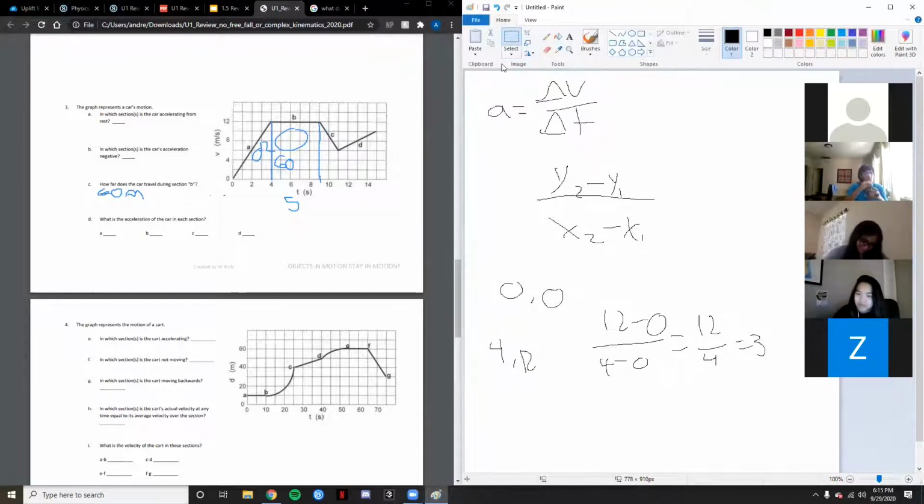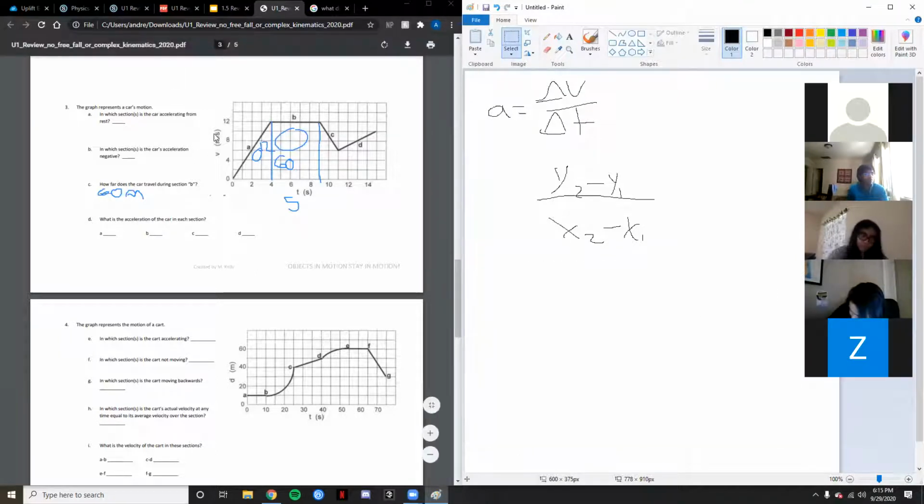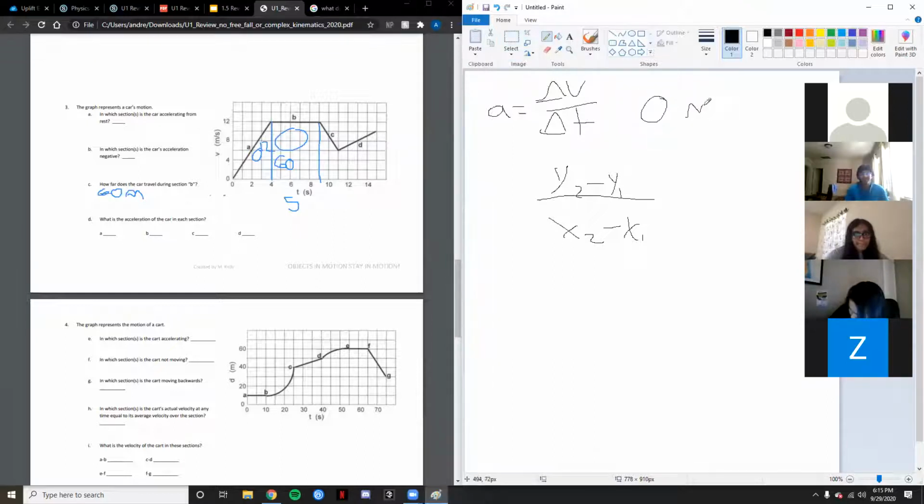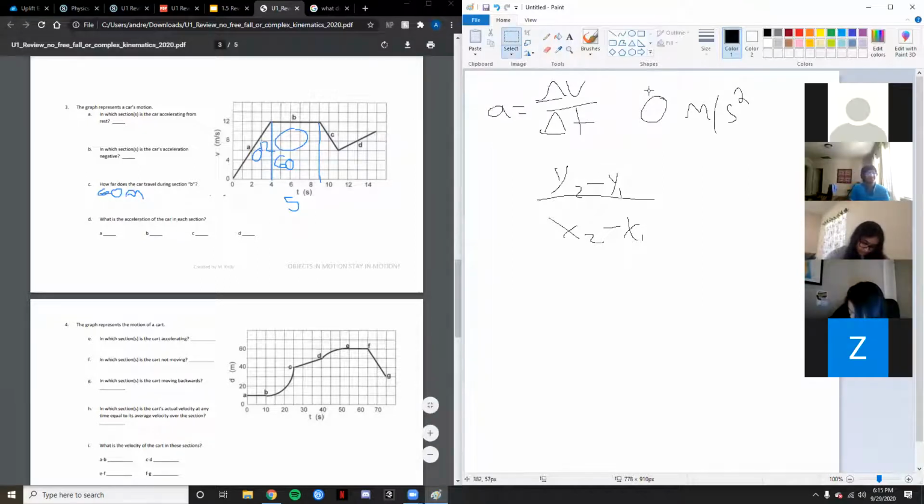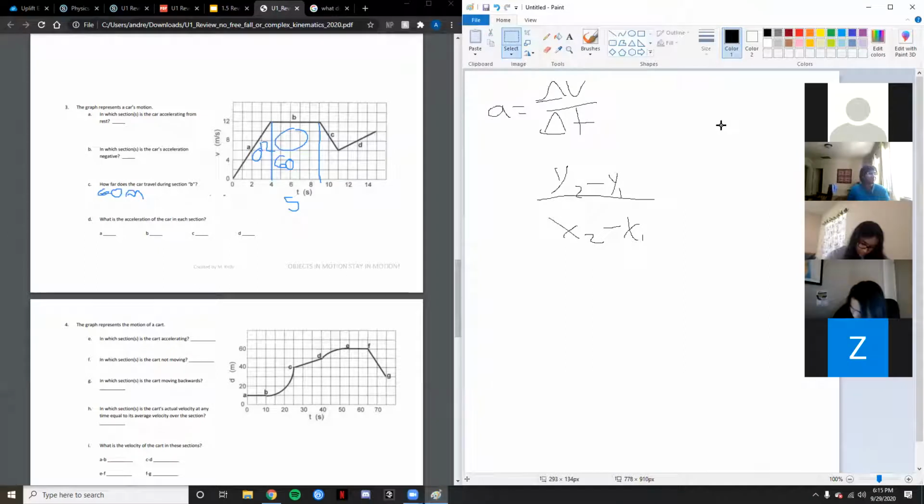Okay, so then we'll move on to section B. To find section B, that's pretty simple. Really, it should be 0 meters per second squared because it's constant and there's no acceleration. So if you see a straight line, B would be 0 m/s squared. You can do your work to check, but that really is the answer. And then we'll move on to C.